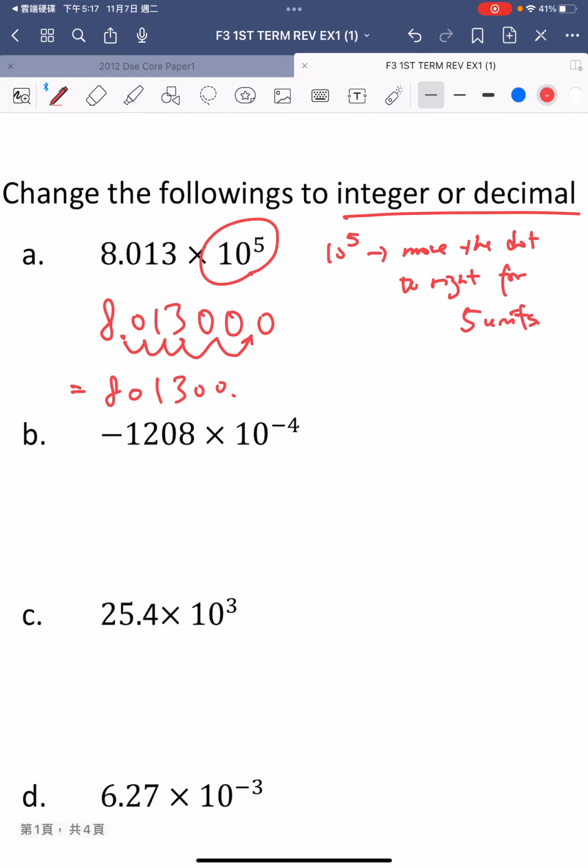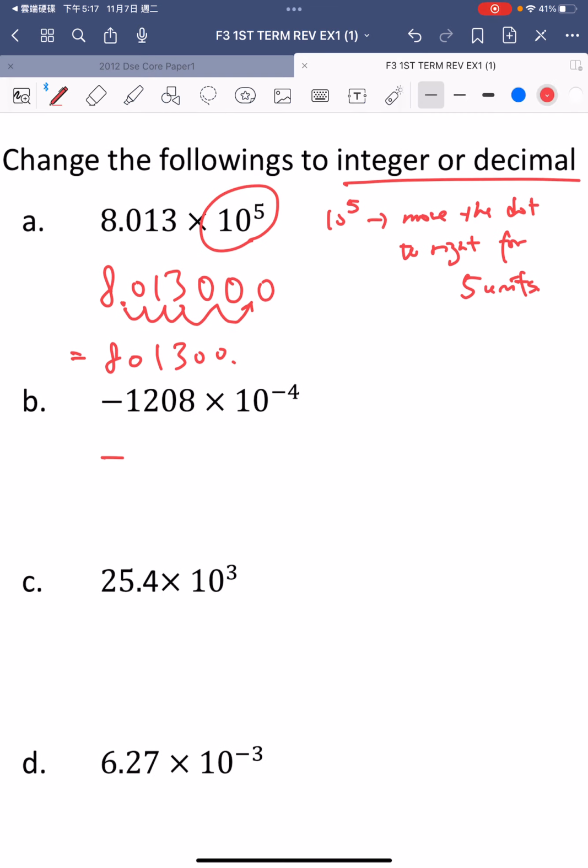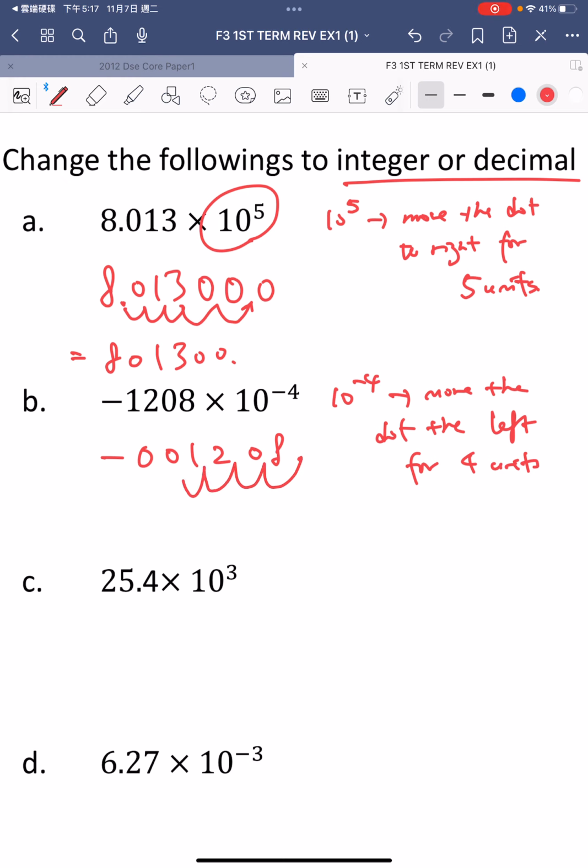Okay, so now this number should be equal to 801,300. Now for the second one, we have negative 1208. So we're adding some zeros. And where is the dot now? The dot is actually here, after the 8, because this is an integer, so the dot is just next to the integer digits. So now we have 10 to the power of negative 4, which means move the dot to the left for how many units? For 4 units. Okay, so now we move it. The dot is here, 1, 2, 3, and 4.